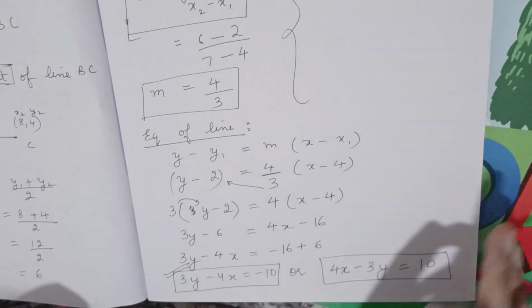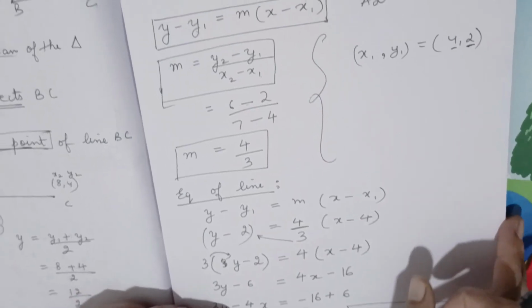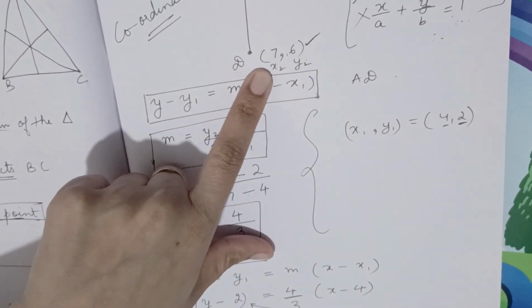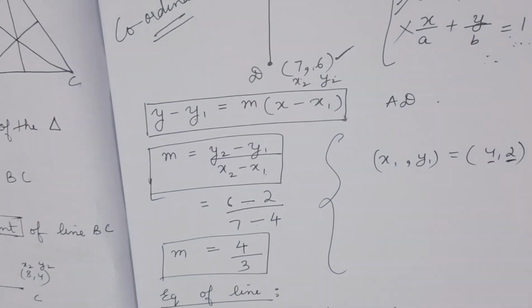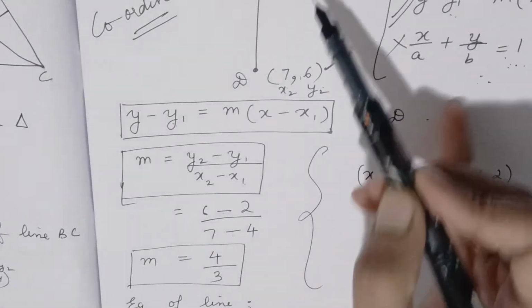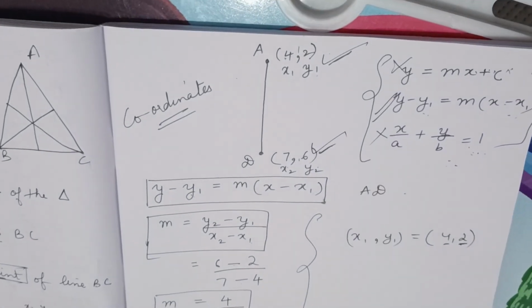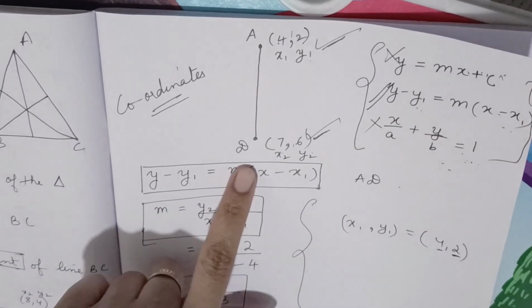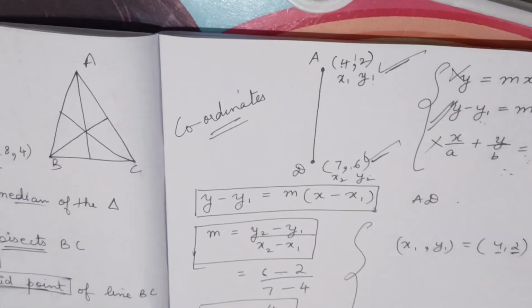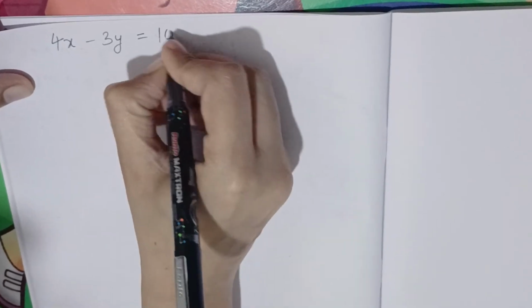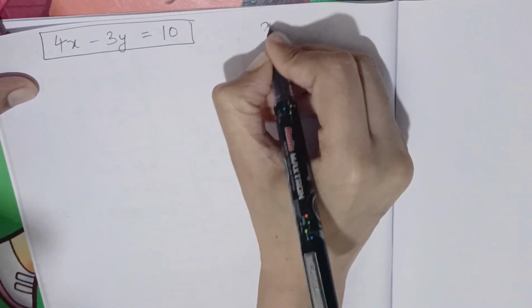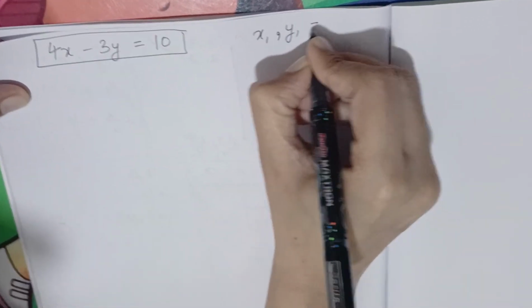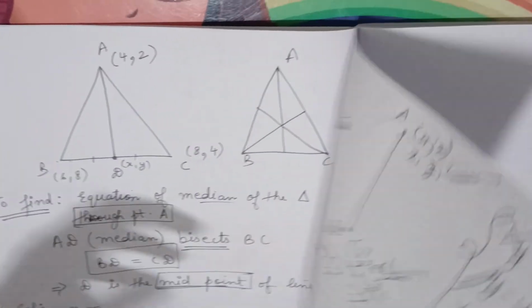Okay, so I'll show you the other way once again. Like I told you, if you choose this point instead, because most of the time I have seen students have this confusion about which coordinates to take. So now I'll use the same slope but the other coordinates as x1 and y1. My equation is 4x minus 3y is equal to 10. This is the equation which I got when I used x1, y1 as 4, 2.